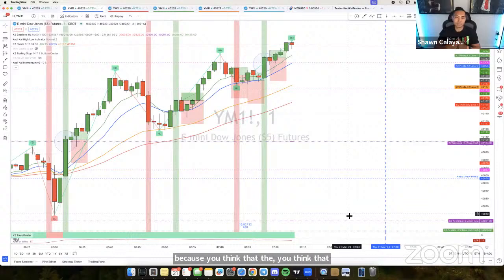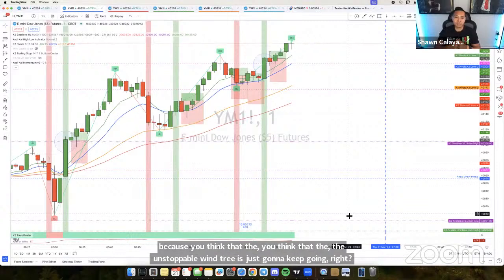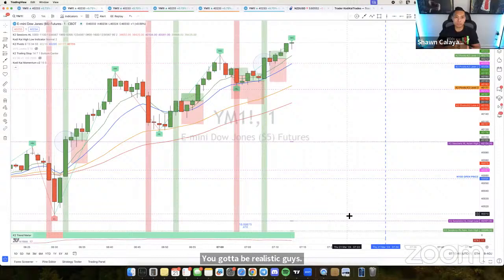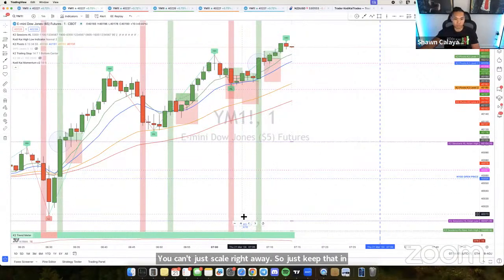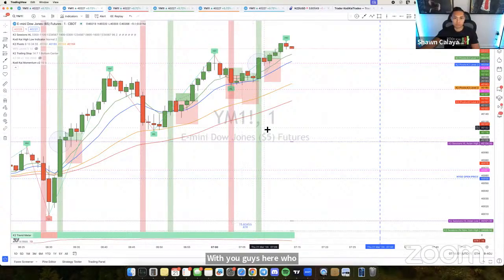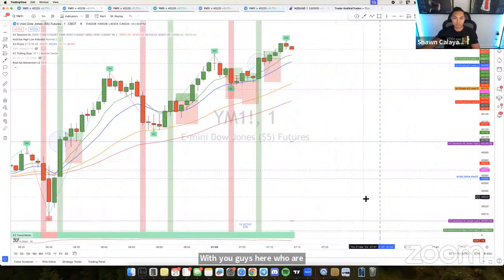You've got to be realistic, guys. An 80% win rate is still very, very good for a type of strategy like this. So as long as you use proper risk, you have to just keep scaling slowly. You can't just scale right away. So just keep that in mind, you guys here who are still taking higher risk than usual, because the last thing I want to do is see you blow your account, right?